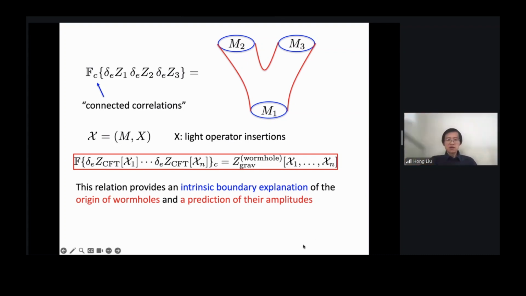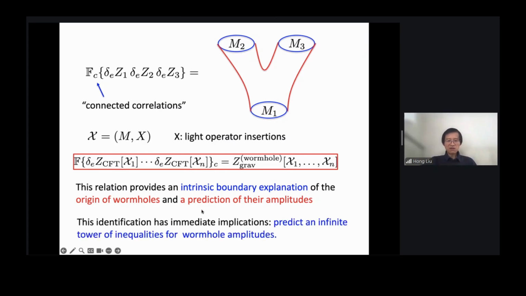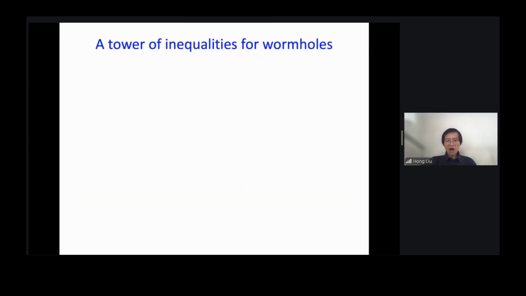Okay, so this not only provides you with a conceptual way to think about it. I will now show you that this identification has immediate implications. It actually predicts an infinite tower of inequalities for the wormhole amplitudes. Okay, so now let's see how this works.